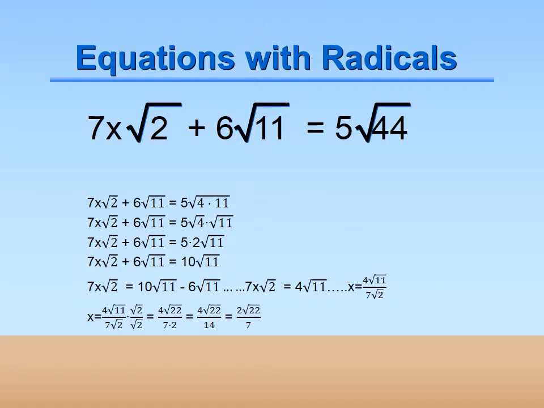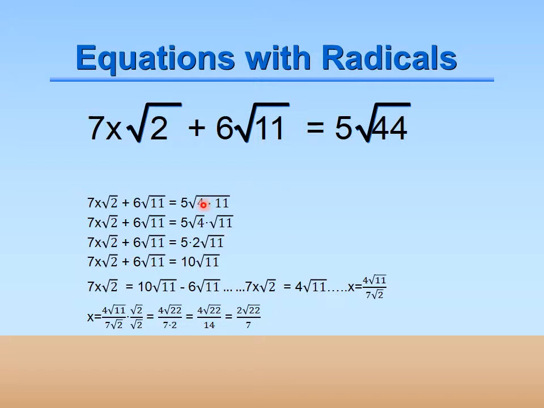All right, let's look at this one. 7x square root of 2 plus 6 square root of 11 equals 5 square root of 44. So this is one where we need to simplify first before we start solving. And when I say simplify, I'm looking at this number here, the square root of 44. The square root of 44 can be broken down into 4 and 11.